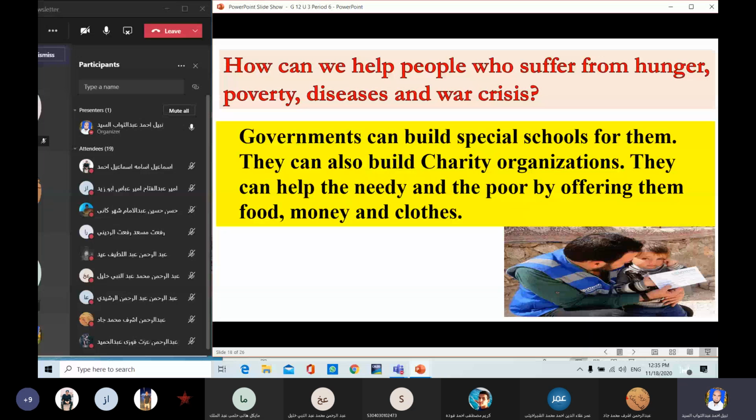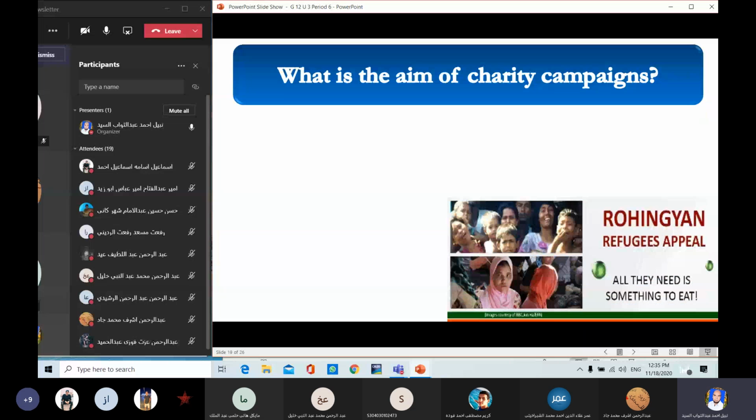Now, another question. What is the aim of charity campaigns? What is the aim of charity campaigns?